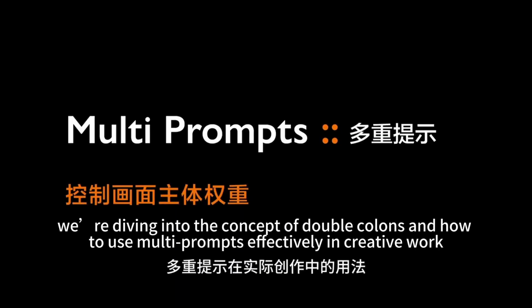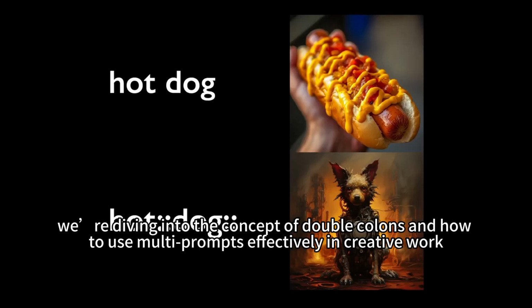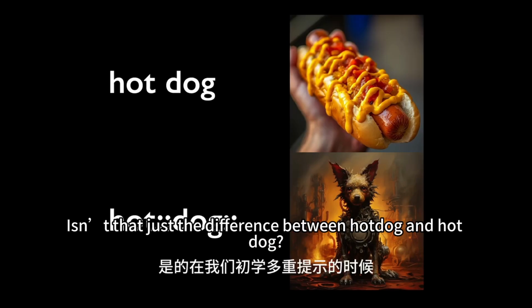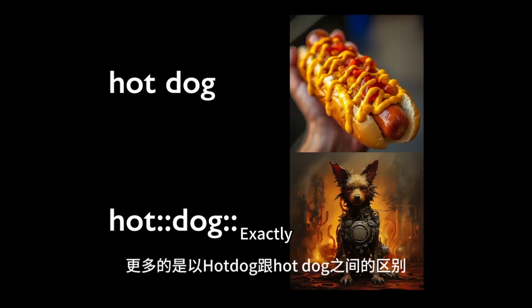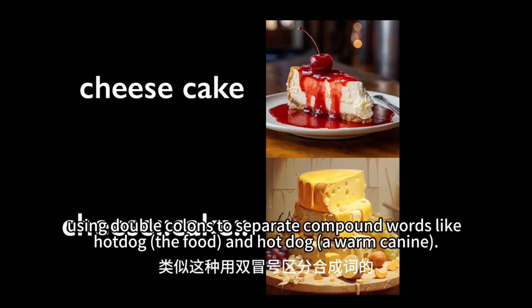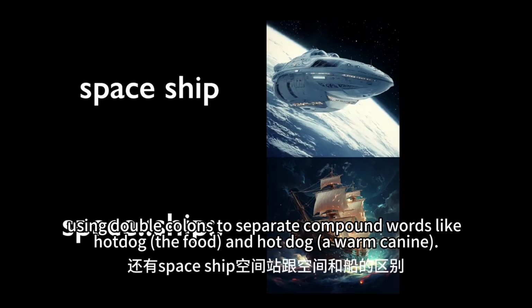Lesson today. We're diving into the concept of double colons and how to use multi-prompts effectively in creative work. You might be thinking, wait, I already know what double colons are. Isn't that just the difference between hot dog and hot dog? Exactly. When we first learned about multi-prompts, this is the classic example. Using double colons to separate compound words like hot dog, the food, and hot dog, a warm canine.